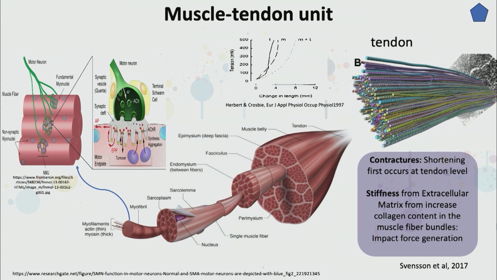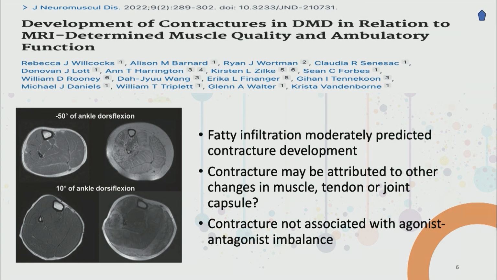In the animal literature, you can see that contractures happen first at the tendon level. So the tendon is shortened first, before the muscle itself. And when we talk about contractures, there's also tightness that occurs, and that tends to happen at the extracellular matrix, where there's increased collagen content that is going to impact force generation. Knowing the disease process of SMA and Duchenne, you can imagine that this may be impactful for Duchenne because of the dystrophinopathy piece of it.